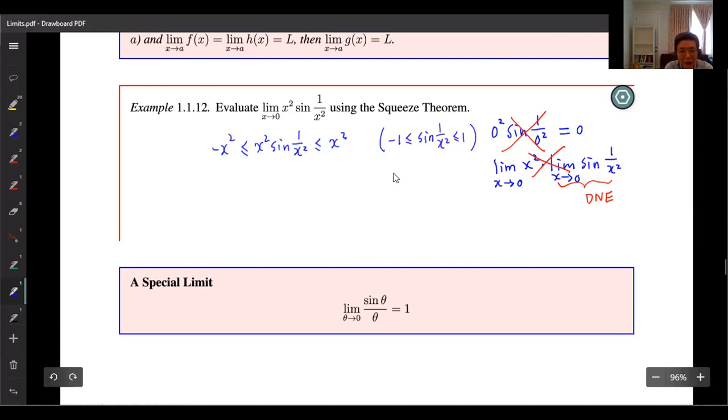Because of this basic property, x squared is a positive number. You can multiply both sides of any inequality by a positive number, right? It doesn't matter, because then you keep the same direction. Okay, we got this. That's good. Then what? Then we can see both outside functions approach 0.